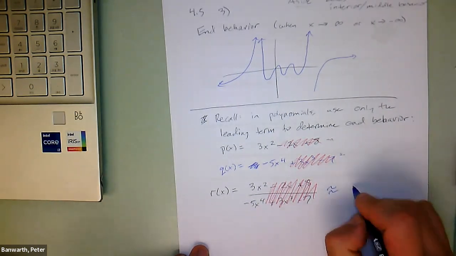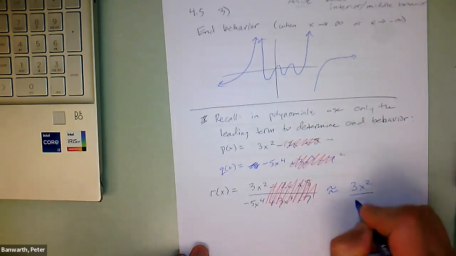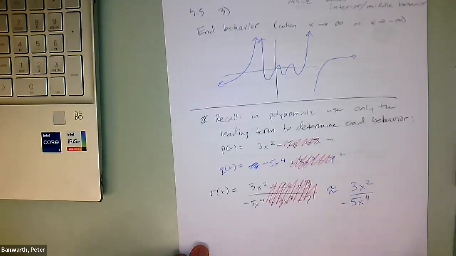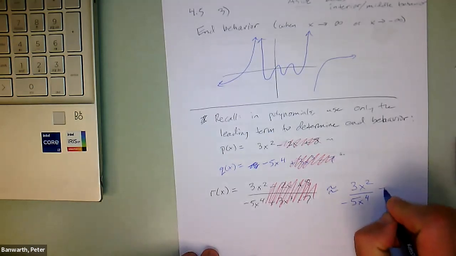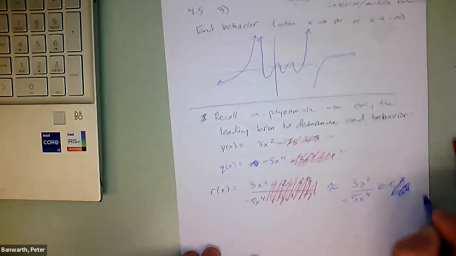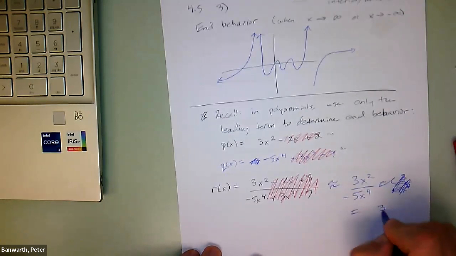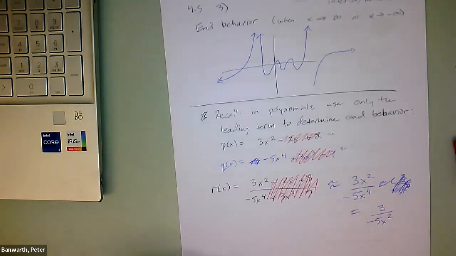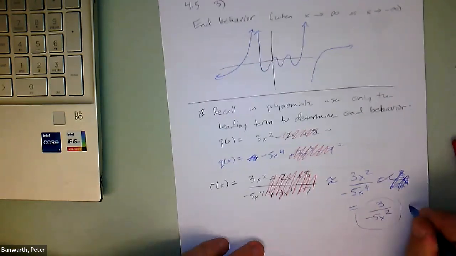So as x gets big, my rational function basically looks like 3x squared over minus 5x to the fourth, which I could actually simplify now. Messed that up. I can simplify as 3 over minus 5x squared. Oh, and we know what that function looks like because we know the parent function looks like 1 over x squared.